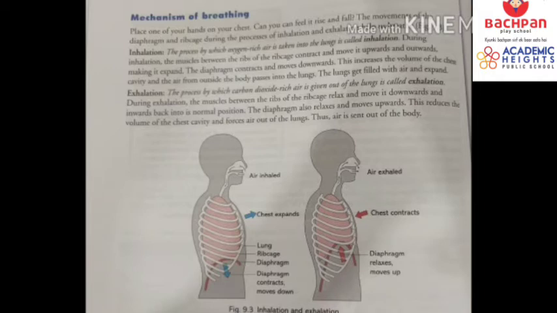So here we can see it increases the volume of the chest cavity and the air from outside the body passes into the lungs. So next step is exhalation, the process by which carbon dioxide rich air is given out of the lungs is called exhalation. So exhalation क्या होता है?